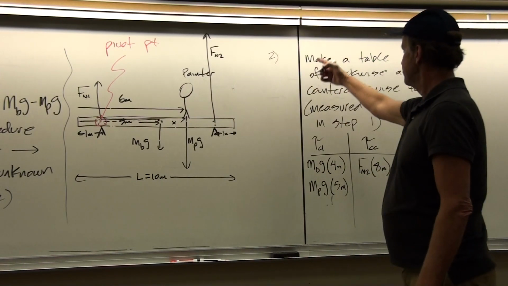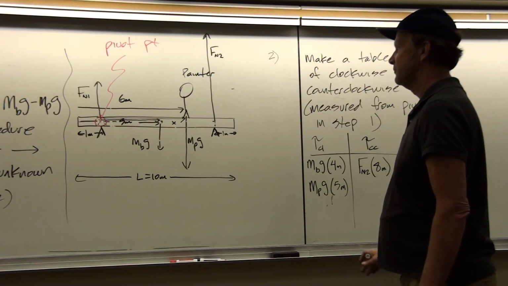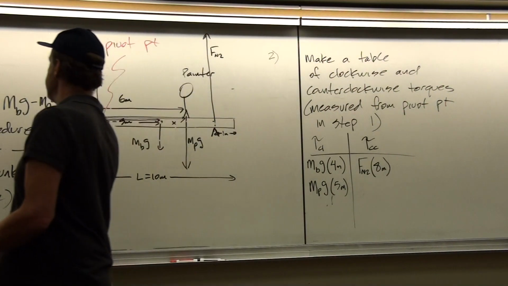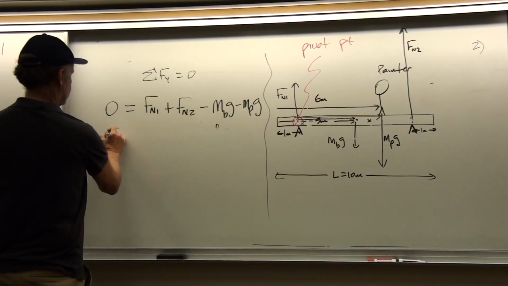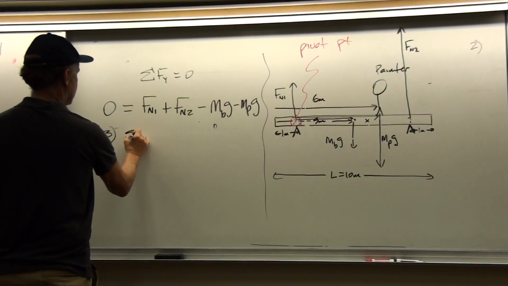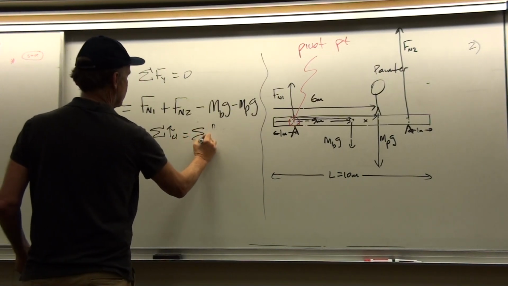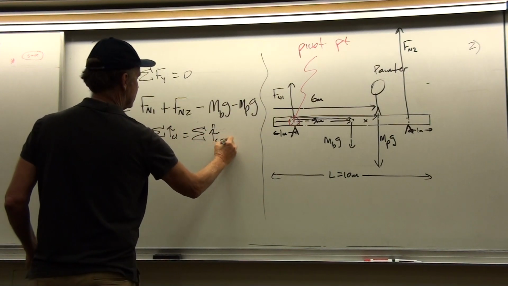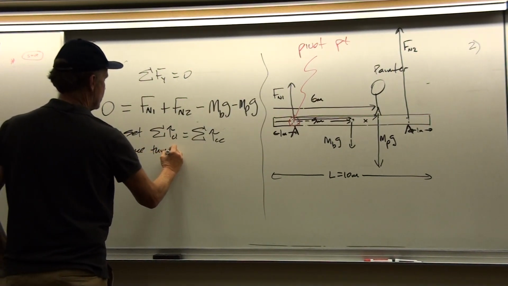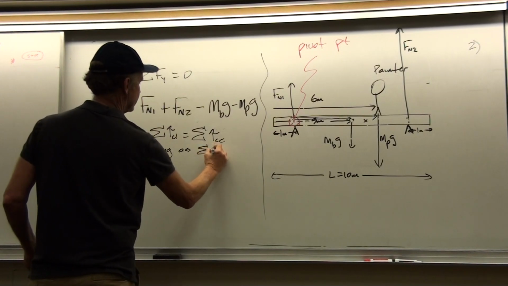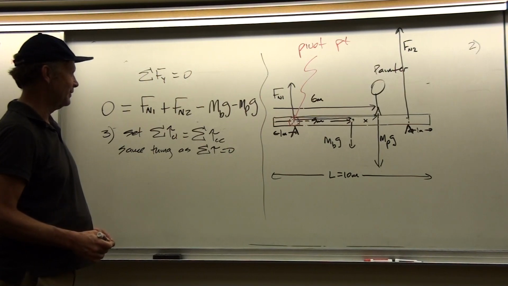Okay, so that is step 2 then. I've made a table of my clockwise and counterclockwise torques. Now in step 3, set the sum of the clockwise torques equal to the sum of the counterclockwise torques. And this is the same thing as the sum of the torques equals 0, if we define clockwise to be negative and counterclockwise to be positive.